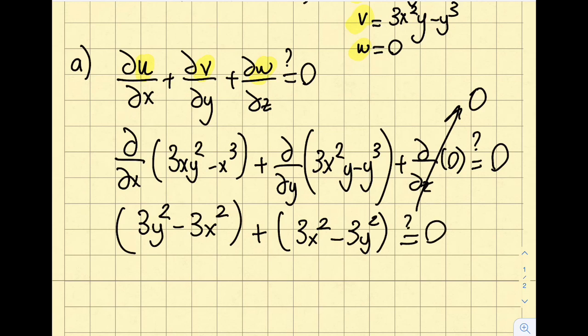So let's take a look. You can see that these 3x² terms cancel each other because one has a negative in front of it and the other one has a positive in front of it. When I look at the 3y² terms, you can see they will cancel each other as well. So then this will be satisfied.